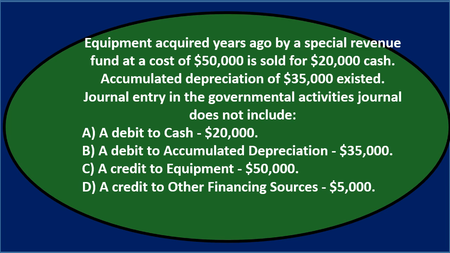Either A, a debit to cash, $20,000. B, a debit to accumulated depreciation, $35,000. C, a credit to equipment, $50,000. Or D, a credit to other financing sources, $5,000.